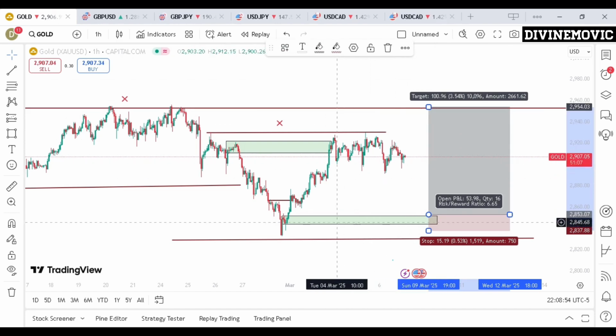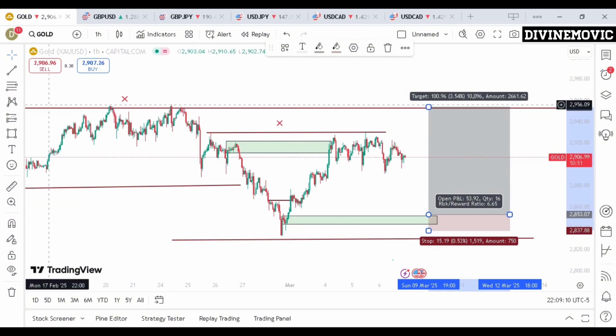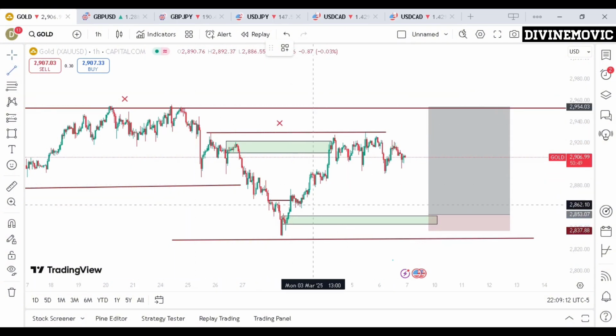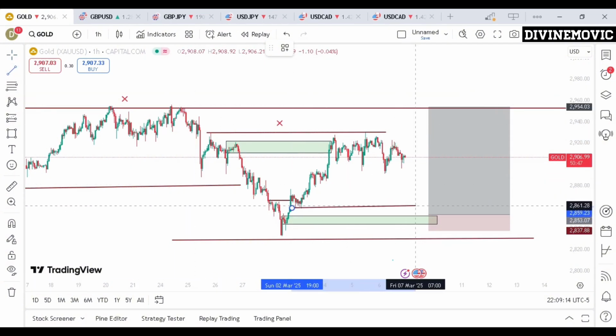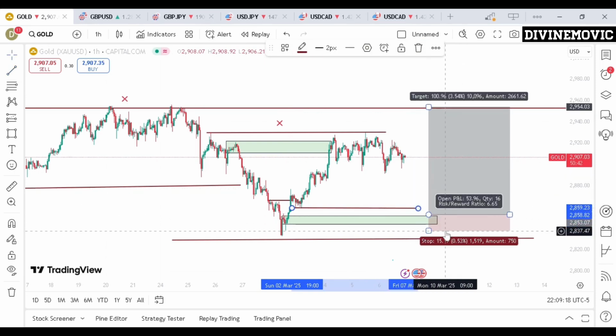Now, what is the guarantee that this particular POI is going to hold? None. But there are confluences that I've seen that most likely this particular POI is going to hold. In this case, there's a break of structure, there's an inducement, and there's also liquidity that price needs to take out for this particular POI to hold. That's why I'm going to be risking the buy, and if I lose the money, let me lose the money.